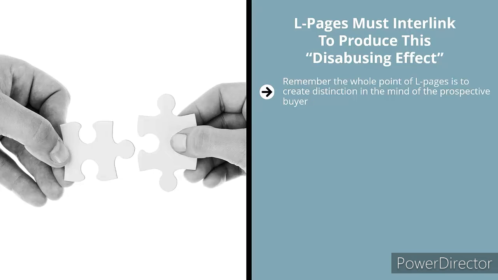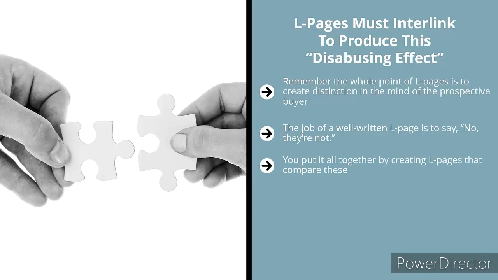Prior to this point, they were at the K page level and they're basically saying, well, there are so many options out there and they're basically the same. The job of a well-written L page is to say, no, they're not. How do you make your case? You can say that there are different levels. There are different categories. There are different types. There are different brands. There are different products. You put it all together by creating L pages that compare these.